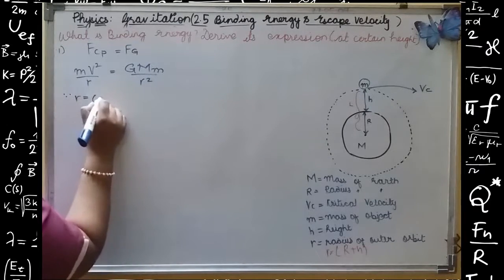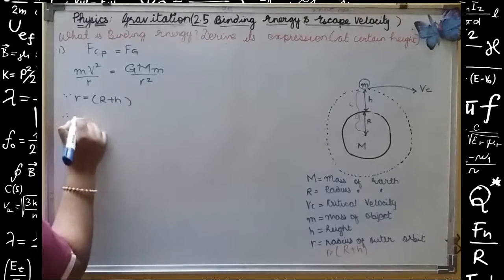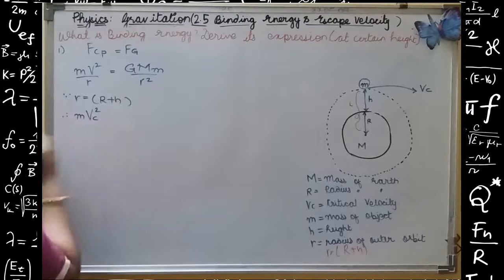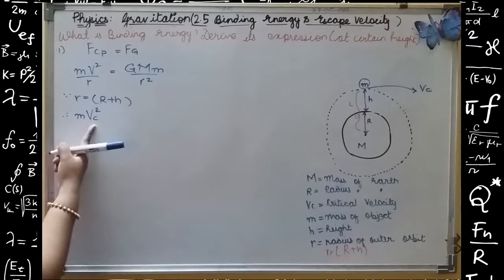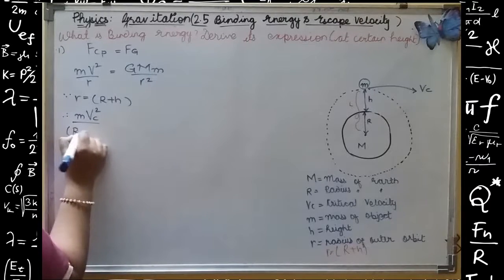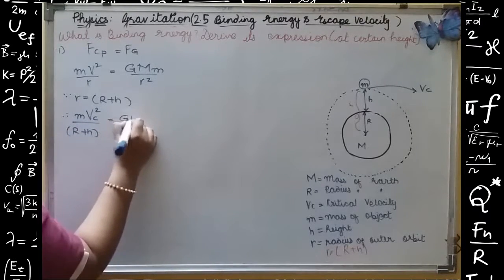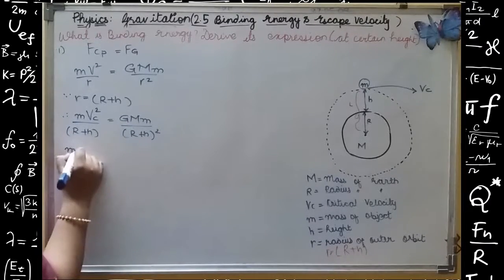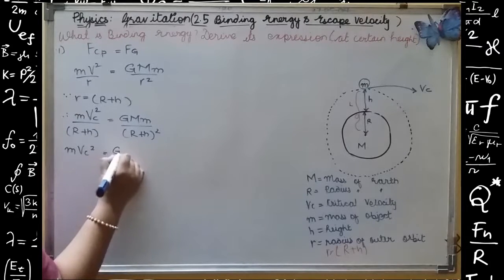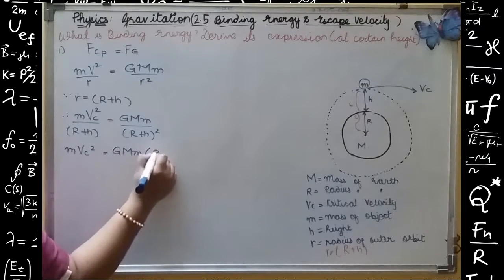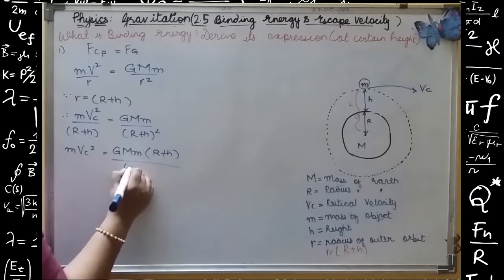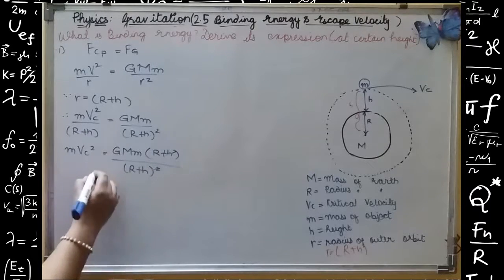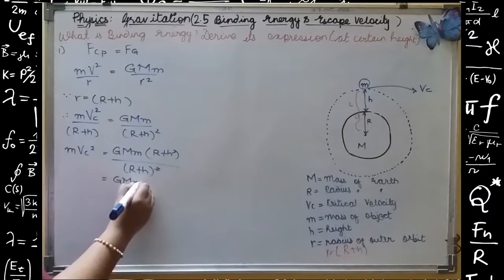Since r is equal to R plus h, therefore m v square, not v square, it would be Vc square, since we are using critical velocity here. This becomes Vc square upon R plus h equals GMm upon R plus h the whole square, and shifting R plus h there, it would be GMm upon R plus h the whole square, times R plus h. One R plus h gets cancelled from here. What remains?